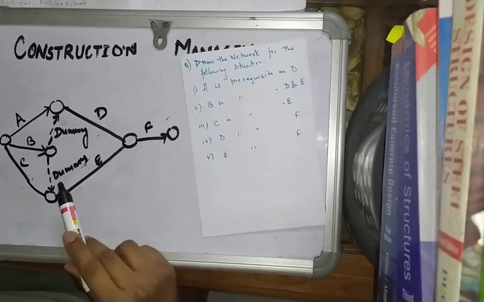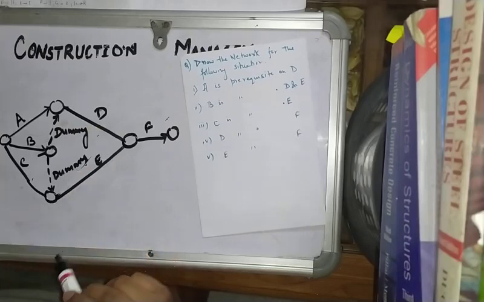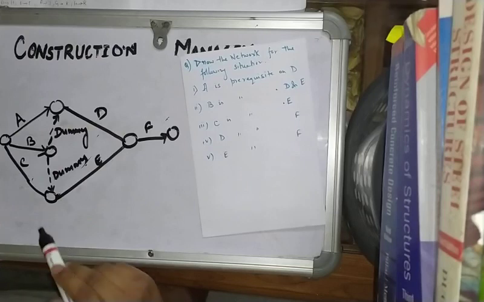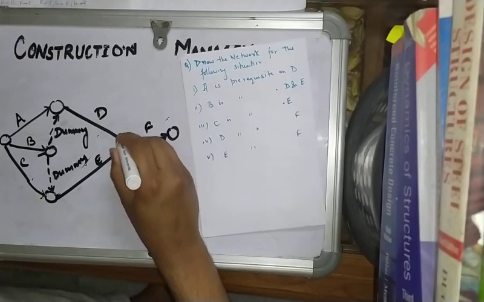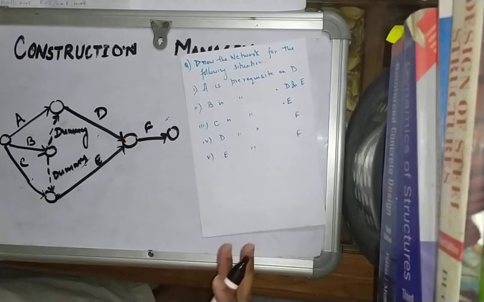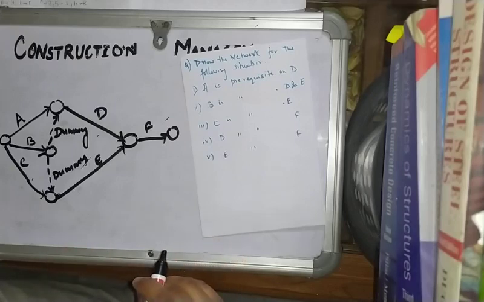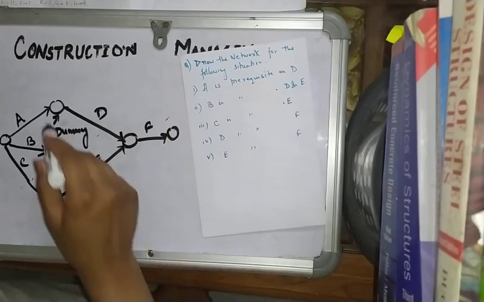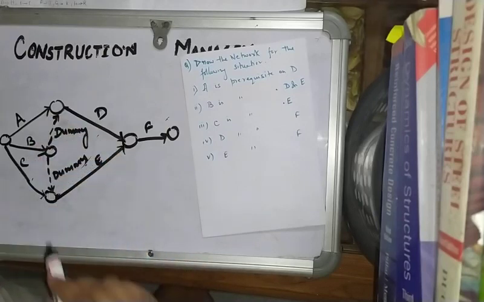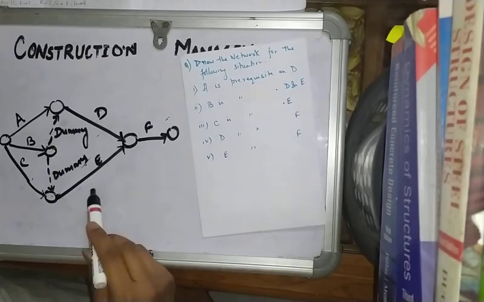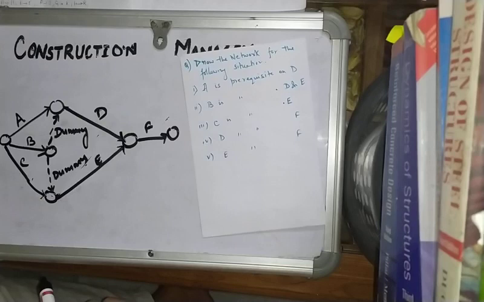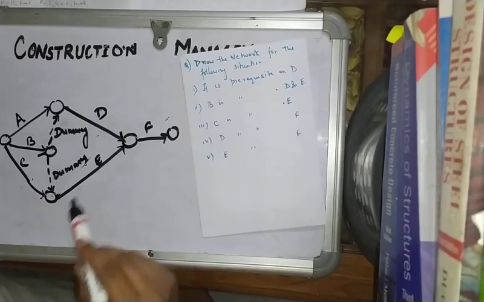Let me repeat, these dummy activities are drawn only to draw this network. Dummy activities are no physical activities, no physical activity is being performed, but these are drawn in order to complete the network. They are used so that these two nodes can be brought together and these two nodes can be brought together so that the subsequent activity can start and the condition on that particular activity is fulfilled.